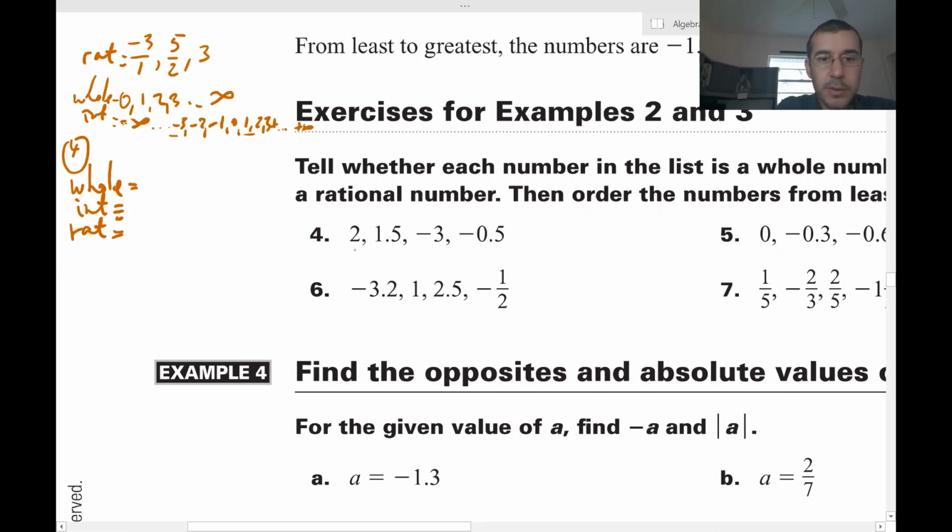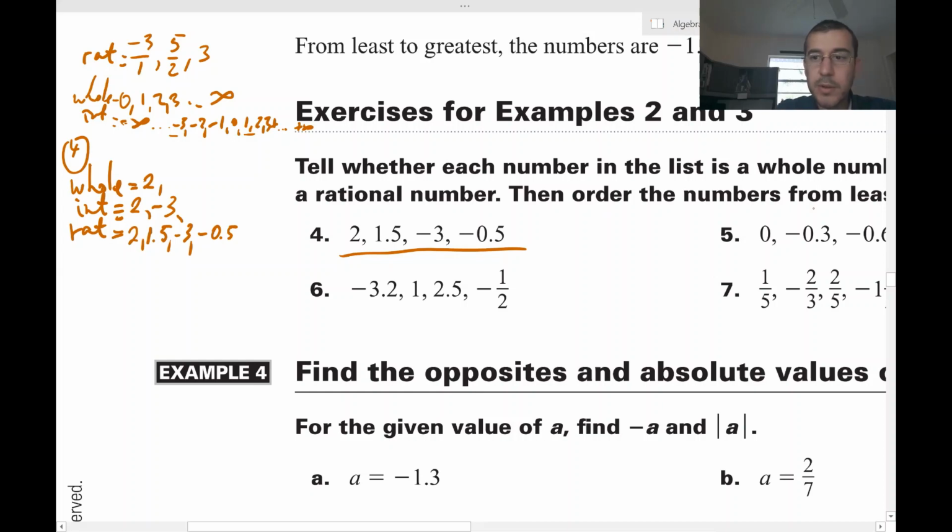So whole numbers, we can say 2, yes, 2 is a whole number. 1.5 is not, -3 is not, -0.5 is not. Integers, 2, yes, 1.5, no, -3, yes, -0.5, no. Rational numbers, 2, 1.5, -3, -0.5.